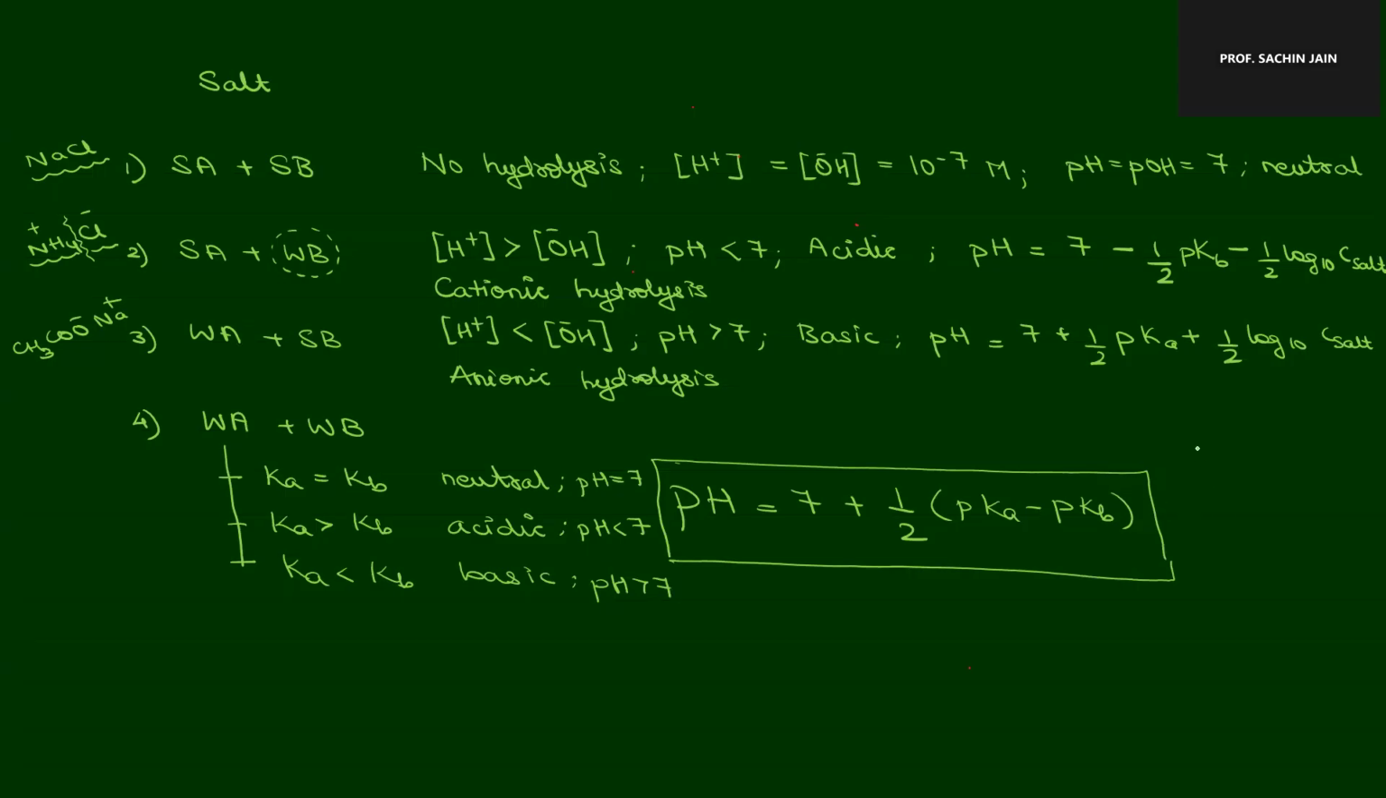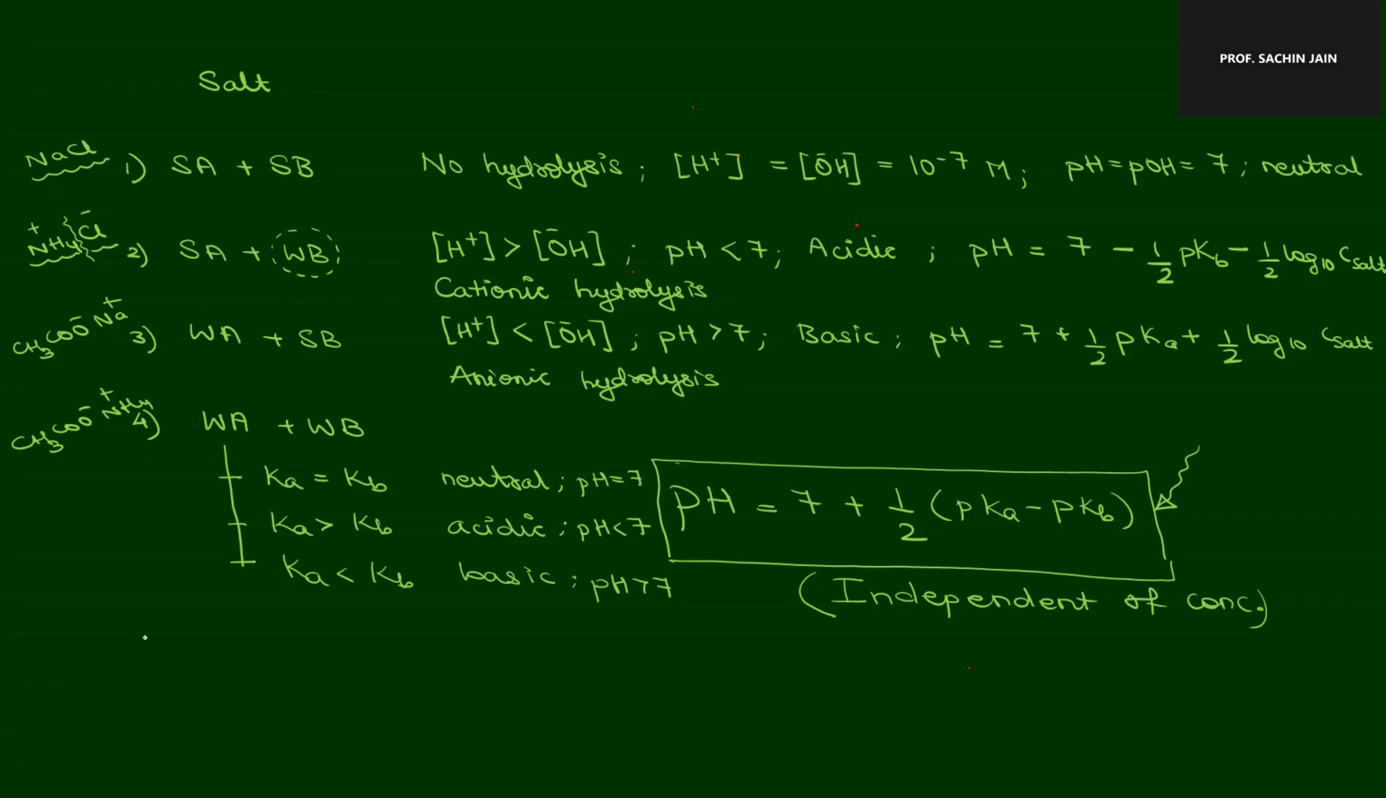And one very important point to notice over here, the formula does not contain the concentration term. So for this type of salts of weak acid and weak base, the hydrolysis is independent of concentration. Very important. An example of this is ammonium acetate, and there are many examples, but ammonium acetate is a well-known example.